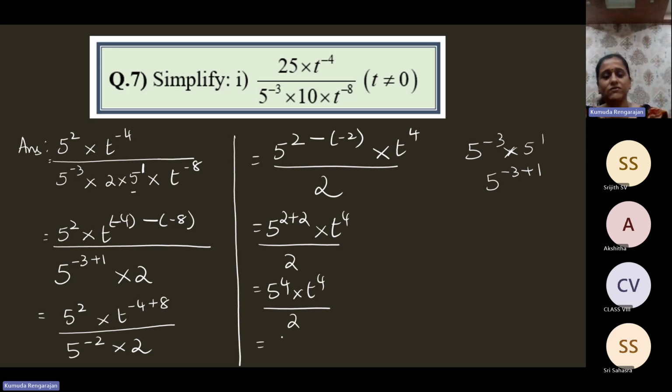When it's a simplify, you should find the value wherever possible. So this is simple to find, no? 5 to the power 4, 625. T to the power 4 divided by 2 is the result. The final answer is 625 t to the power 4 by 2. Please write down.